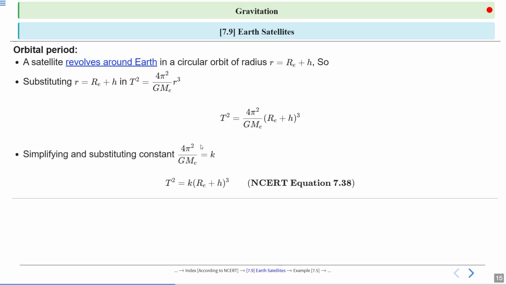So simplifying and substituting constants, we get T square. We know 4 pi square divided by GMe is equal to k. So T square equal to k into (Re plus h) whole cube. This simplification helps us see the direct relationship between orbital period and the orbit's radius.